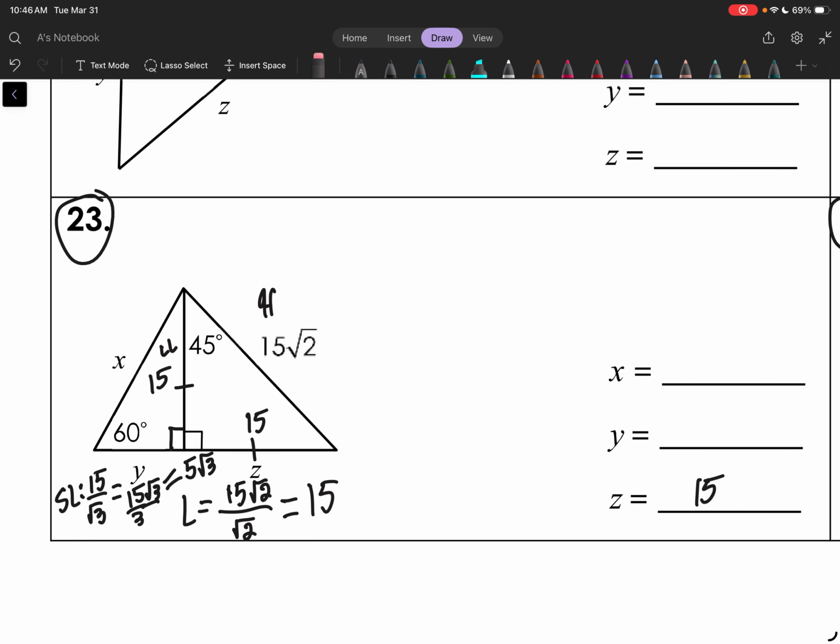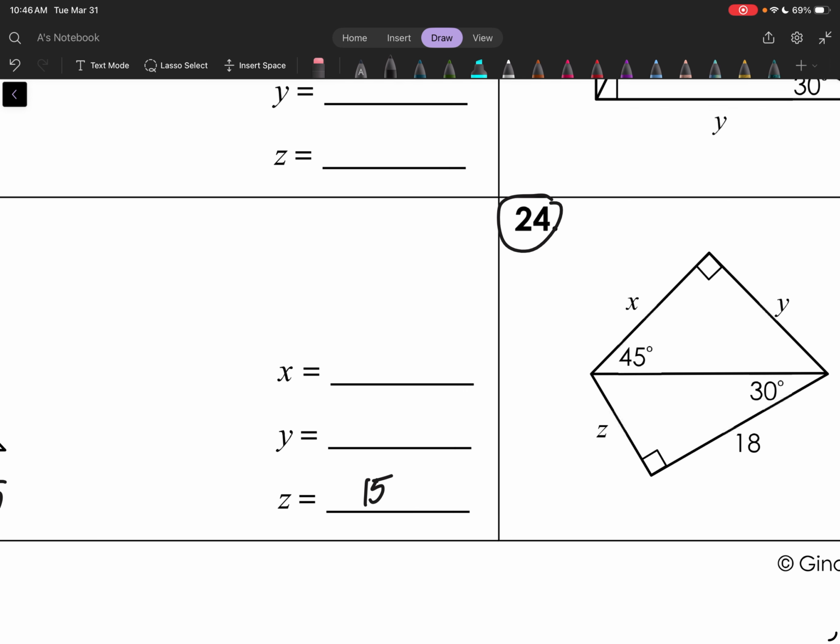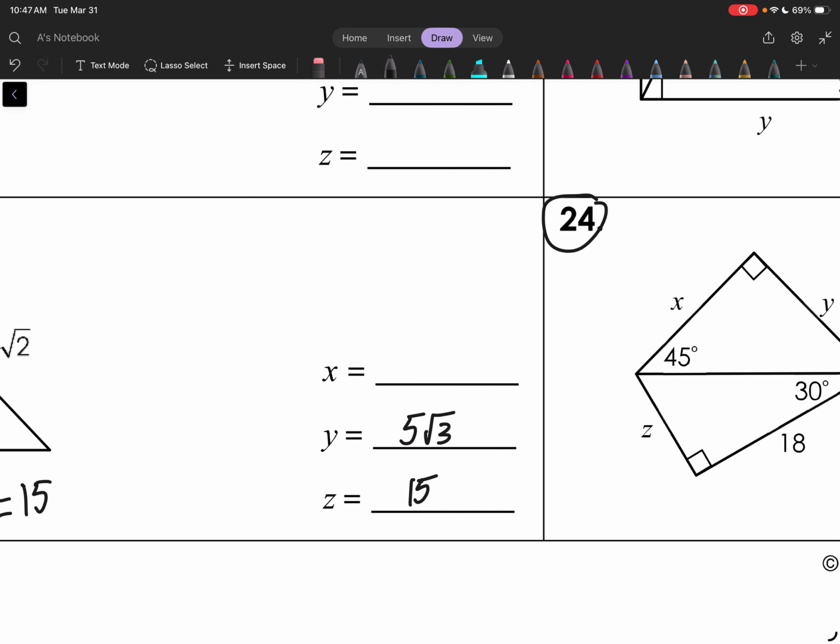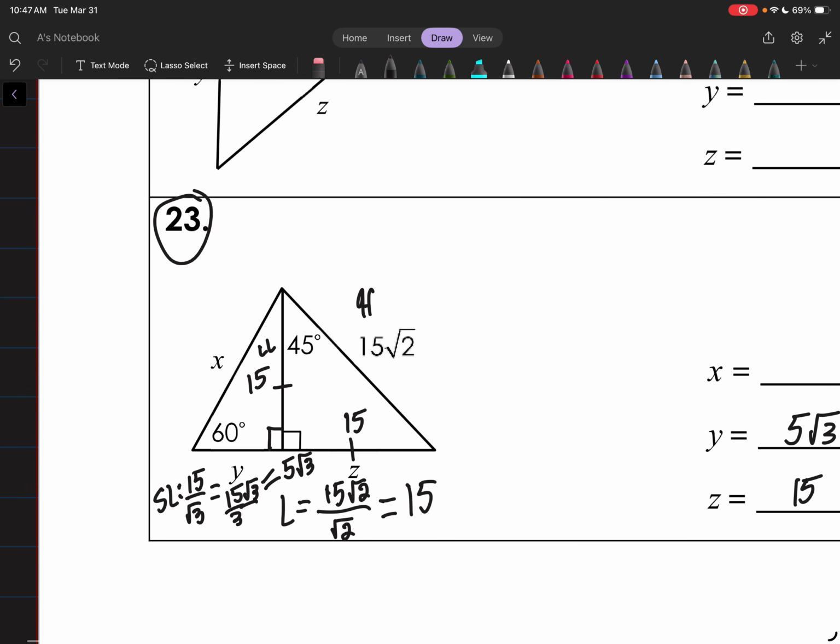Let me erase that. There was something weird on the iPad on that corner. 5 square root 3. To get my hypotenuse from my short leg, I'm going to multiply by 2. 2 times 5 square root 3. 10 square root 3 is my x.